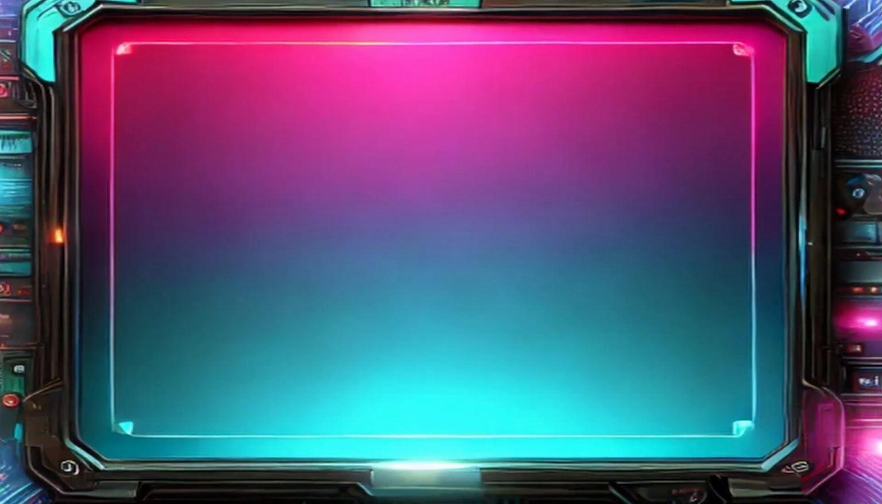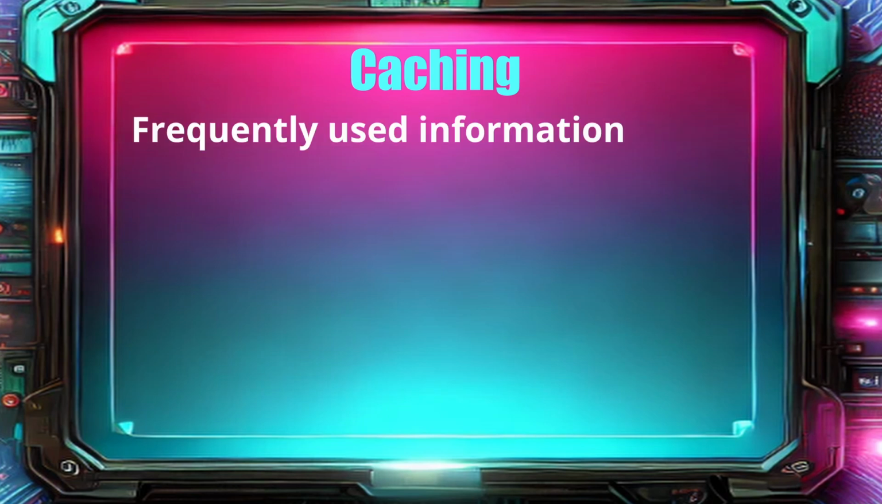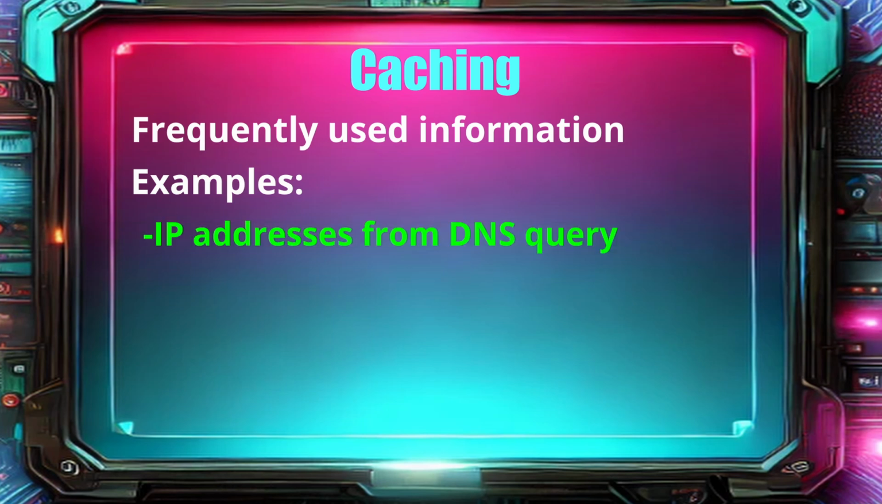If you want to really enhance performance, you can implement caching. Caching stores frequently used information locally for quick access. When your computer submits a DNS query for an IP address, it saves or caches that information locally. The next time your computer needs to retrieve that same information, it can quickly pull it from the cache instead of submitting another DNS query to a server and going through the whole recursion process again.